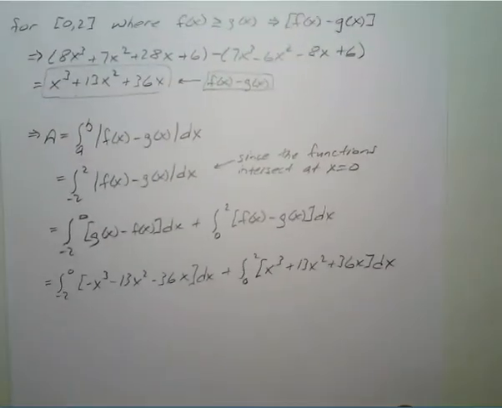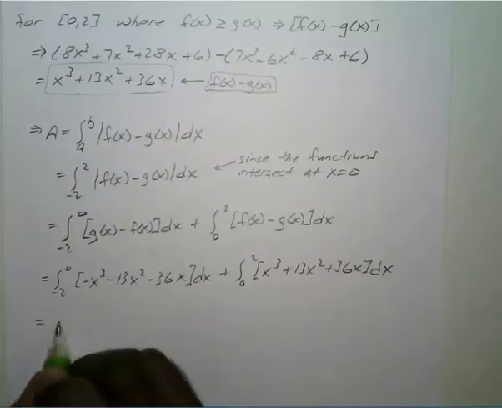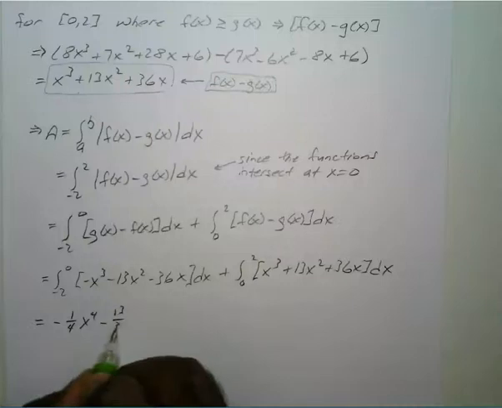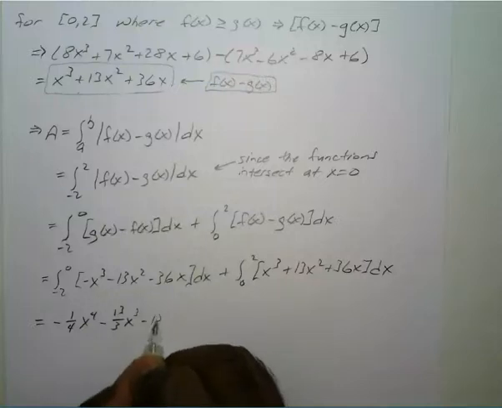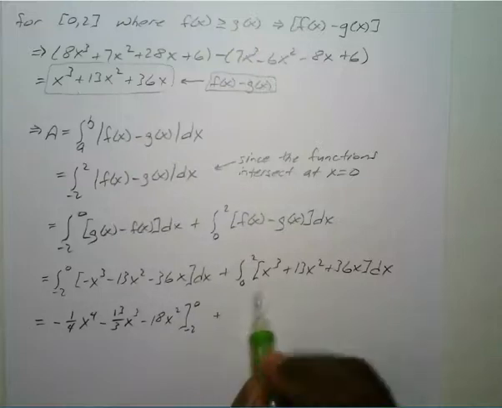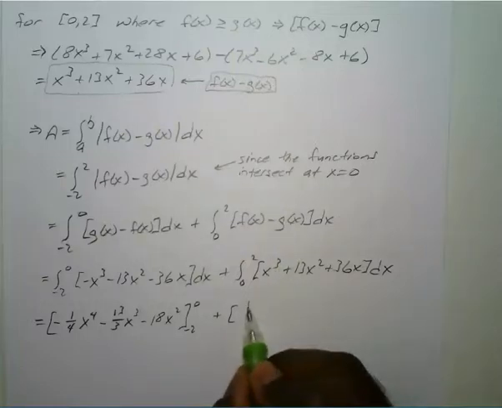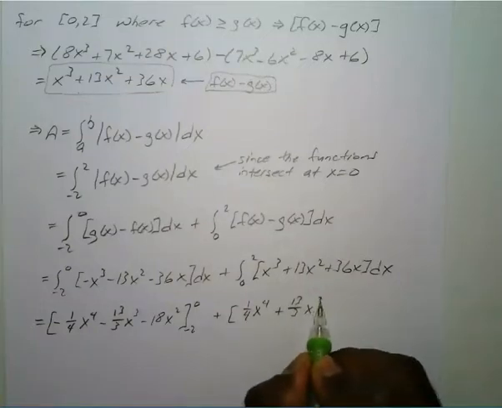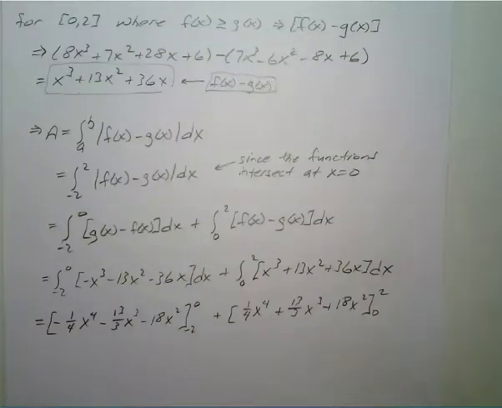All right, so now we can go ahead and integrate each one of those terms. So this becomes -1/4 x to the fourth minus 13 over 3 x to the third, sorry about that, minus 18x squared, and that's from -2 to 0, plus, I should go ahead and close that, 1/4 x to the fourth, or x to the fourth over 4, plus 13 over 3 x to the third, plus 18x squared, and that is from 0 to 2.